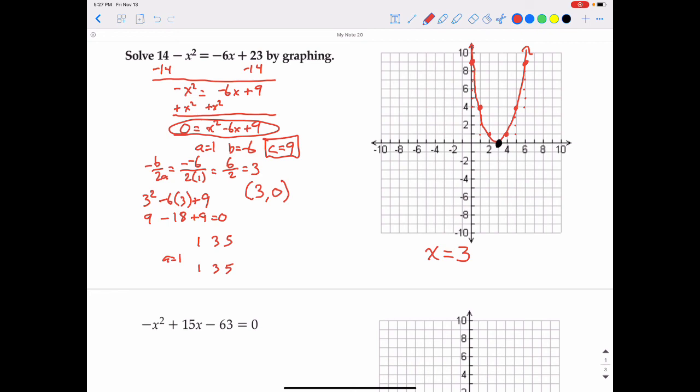It is the only solution that'll work for either this portion right here or even the original problem. You could plug 3 into both of the x's in the original problem, and it'll be a true sentence up there as well.